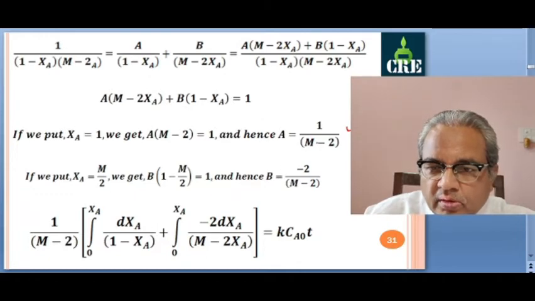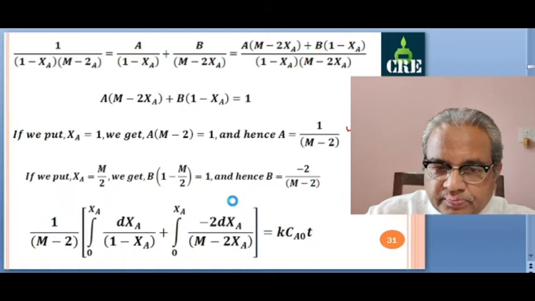So 2 by 2 minus m is written as minus 2 by m minus 2, multiplied by the minus sign. 1 upon m minus 2 is taken outside, and we substitute the values of A and B. What is the value of A? With m minus 2 taken out, it is simply 1, so dXA by 1 minus XA. The value of B is minus 2 over m minus 2, with 1 upon m minus 2 taken outside, so minus 2 into dXA by m minus 2XA.